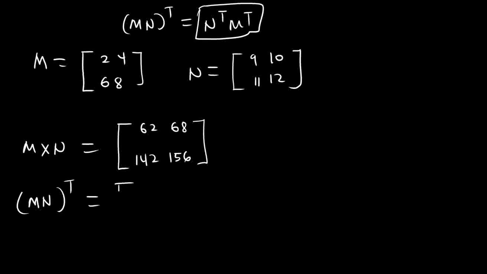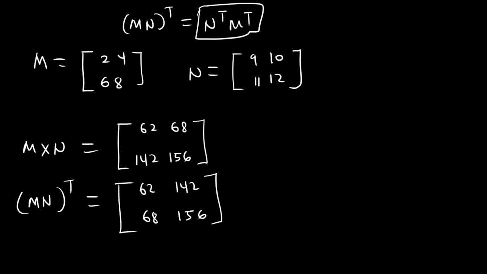So I'm going to have 6 2 6 8, and then 1 4 2 1 5 6. Okay, so that was the result after taking the transpose.